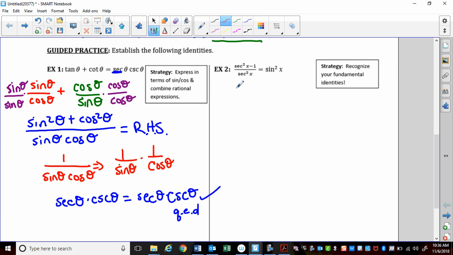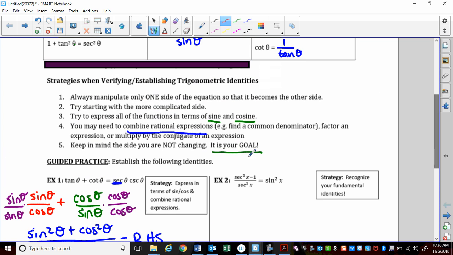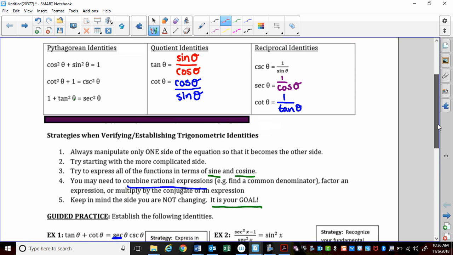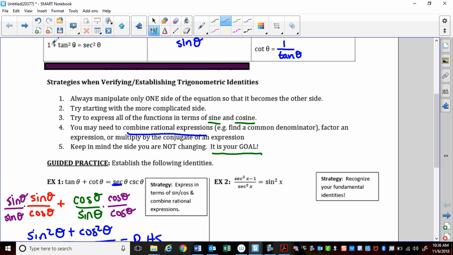So this one is secant squared minus 1 over secant squared x equals sine squared x. We can all agree that the left-hand side is more complicated, okay? I'm not going to put all of these into cosines, really. I don't need to put anything in sines. What I'm going to do is recognize that this is the Pythagorean identity, just dividing everything by cosine. So I know that secant squared minus 1, I can use this identity to plug something in.